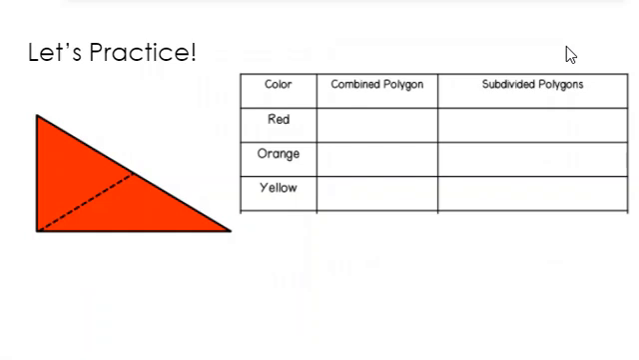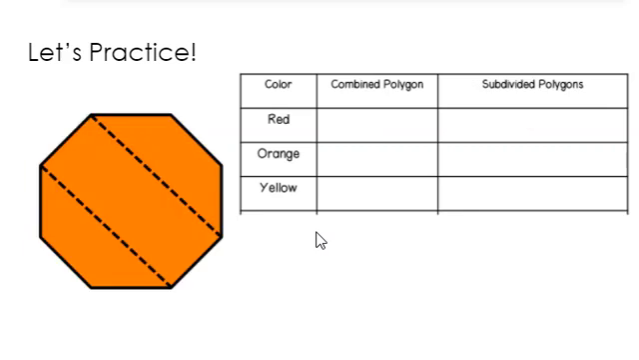Let's do a bit more practice. This red shape, as a combined polygon, has 3 sides. So when it asks about combined polygon, we're talking about the shapes together. So this is a triangle. If I subdivide this polygon along the dotted line, we would make 2 triangles, 1 and 2.